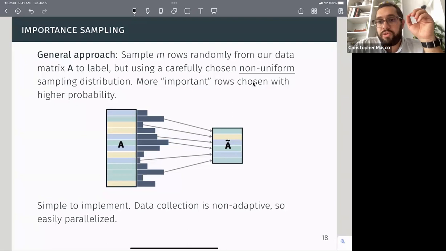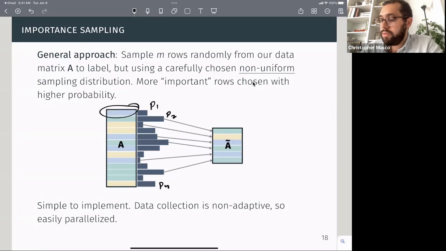The idea behind leverage score sampling is that we're not going to deviate from that too much. We're still going to sample rows of A randomly, but using a non-uniform probability distribution. In particular, I'm going to assign every row in A a probability, p1, p2, all the way down to pn. These bars represent probabilities; p2 is higher than p1 in this case. Then I walk through my matrix and flip a coin with probability p1. If it comes up heads, I keep that row. If it comes up tails, I don't keep it, and so on. If I keep a row, I collect the label for that row. So I independently walk through the rows sampling with different probabilities, and I label the rows where my coin comes up heads. It's very similar to uniform sampling, except we have these probabilities.